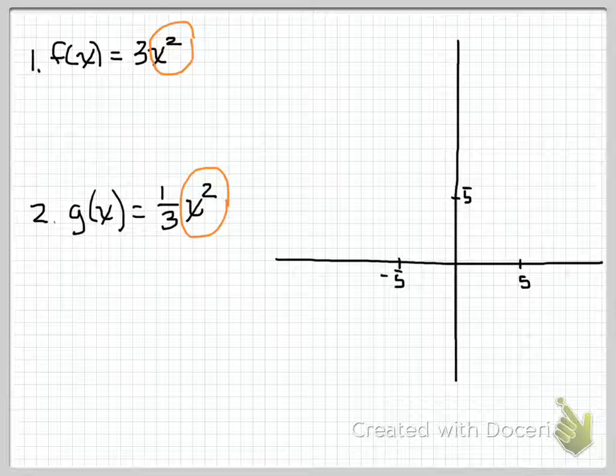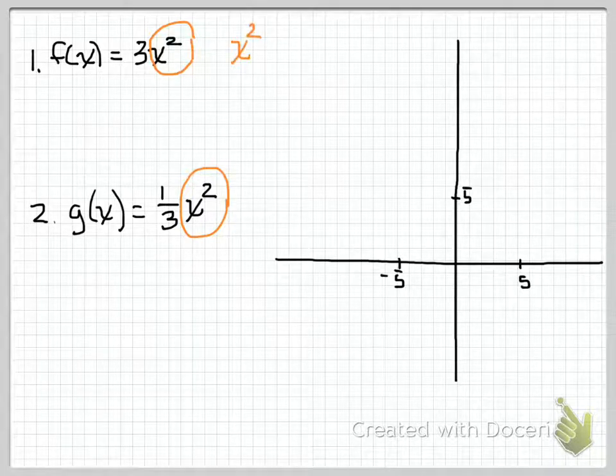And I'm going to put everything here on the same graph because I think it will make more sense when you see all of them together. So the first thing I want to do is plot the parent graph, and we know that the parent graph for both of these is going to be x squared. So let's just plug in a few points.